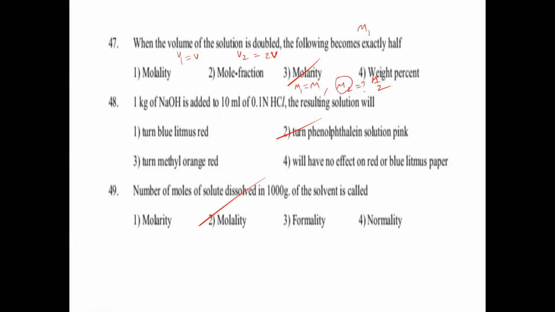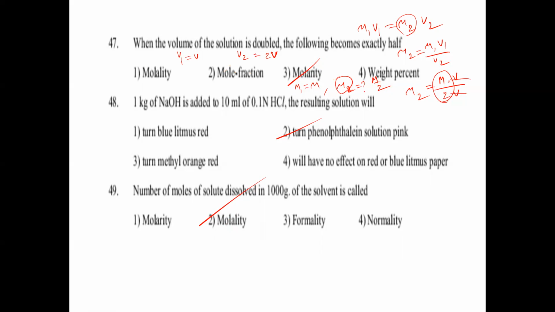We have to check with the formula M1V1 is equal to M2V2. So M2 is equal to M1V1 by V2. You take M1 as M, V1 as V, and V2 as 2V. So V and V get cancelled, and M2 is equal to M by 2. Molarity by 2: half of the initial molarity will be equal to the final molarity in this case.